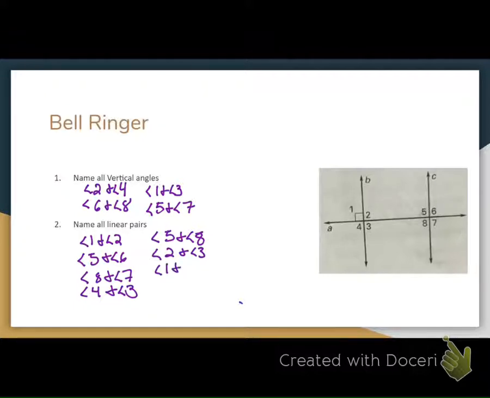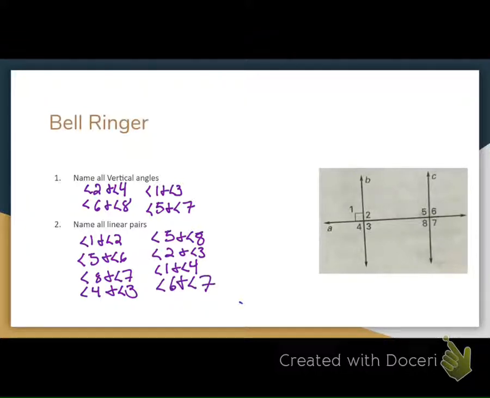Okay, and then over here, Jasmine, I'm going to do the same thing here just to make sure we get all of them. We have 5 and 6. We have 5 and 8, 8 and 7, and 5 and... So we're missing one over here. Do you know what the other one is? 6 and 7, yep.